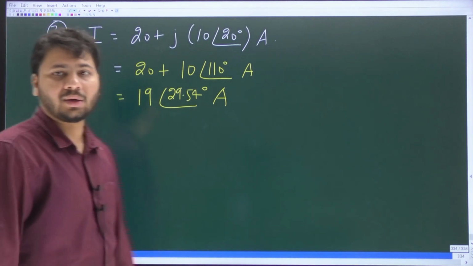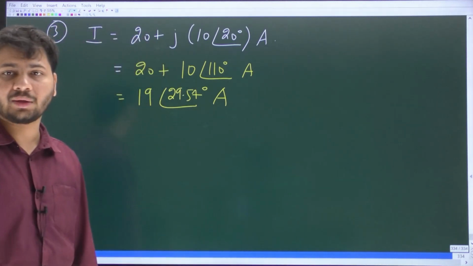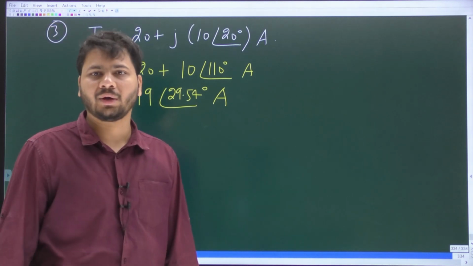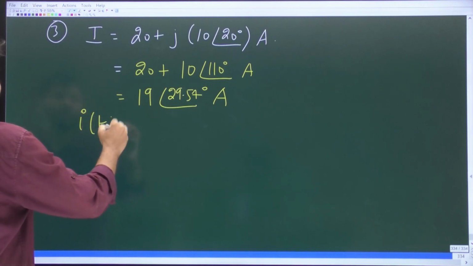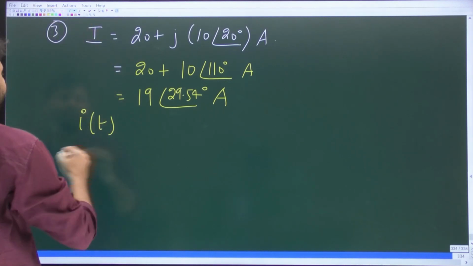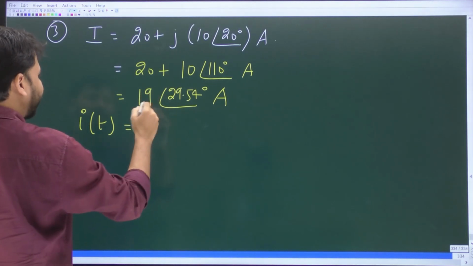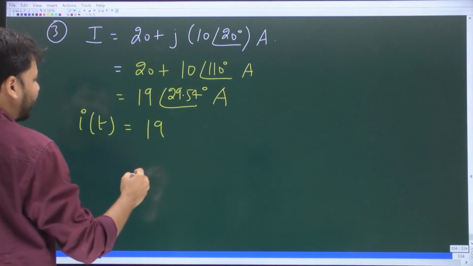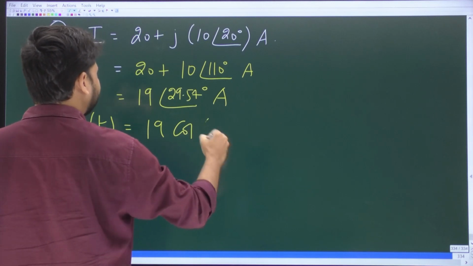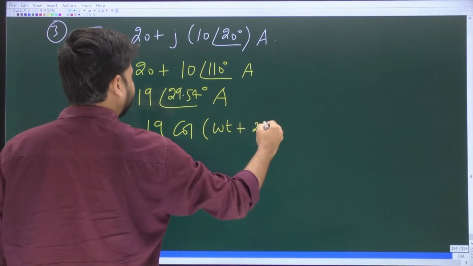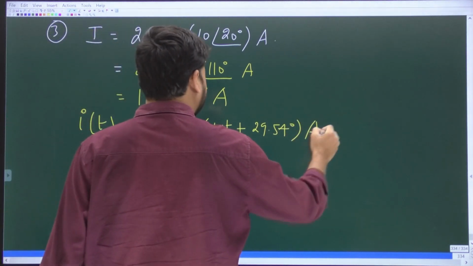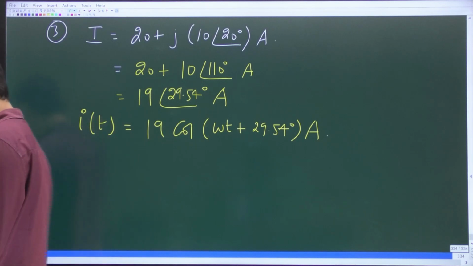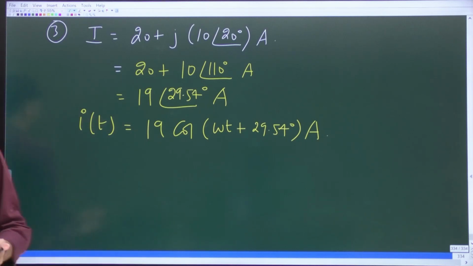So now that we have the current in the polar form, or the phasor current in the polar form, you can now directly go to the time domain. So in the time domain, capital I becomes small i. This 19, which is the magnitude, will be the same as the amplitude. So 19 cos omega t plus 29.54 degrees amperes. So understood, right?